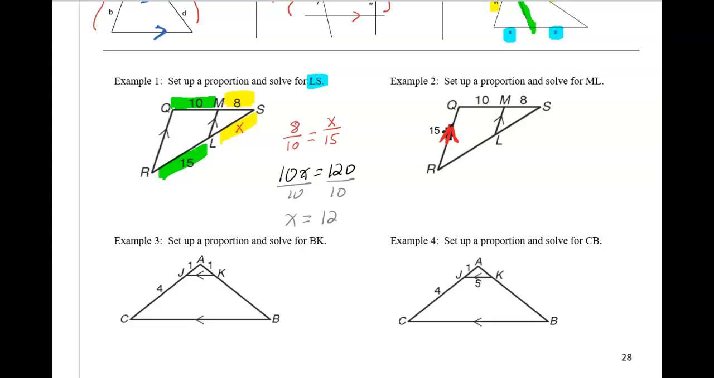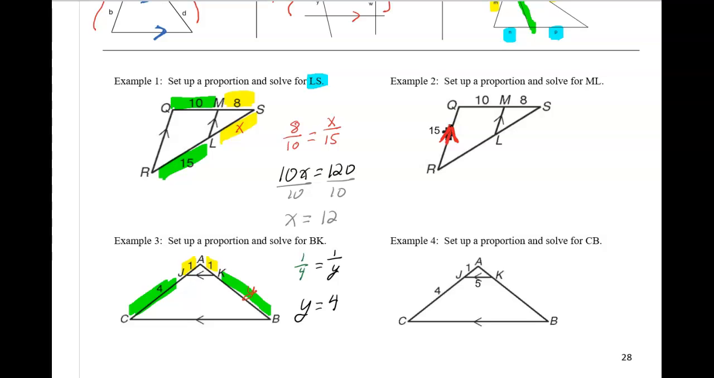In problem number 3, so I'm going to skip number 2 temporarily, we want to solve for BK. So let's call it y this time. So the proportion I could set up is 1 over 4. So the top piece 1 to the bottom piece 4 is equal to the top piece of 1 to y. And you probably can tell by inspection that y is equal to 4. Now notice in both problem 1 and 3, we were solving for one of the non-parallel sides.